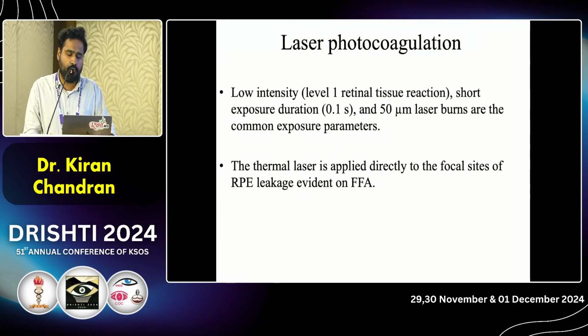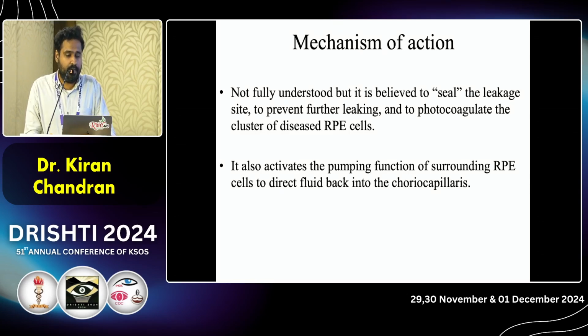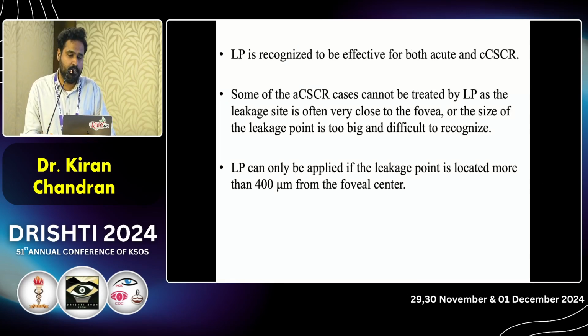So focal laser photocoagulation over here is low intensity, that's level 1 retinal tissue reaction, short exposure with 50 micron laser burns are the common exposure parameters. Thermal laser is directly applied to focal sites of RPE leakage, which are usually seen only on FFA. The mechanism of action of this laser is not completely understood, but is believed to seal the leakage sites and photocoagulate the cluster of diseased RPE cells. It also activates the retinal pigment epithelial pump by redirecting the fluid back into the choriocapillaries. So this treatment is effective for both acute and chronic cases.